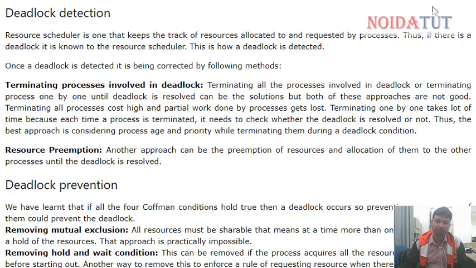We call it resource preemption. Another approach can be preemption of resources and allocating them to the other processes until the deadlock is resolved.